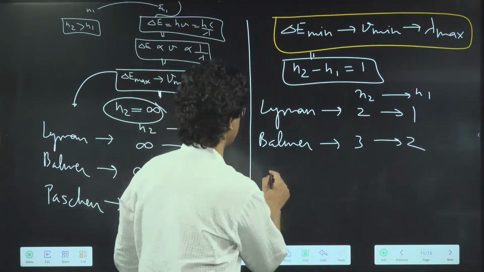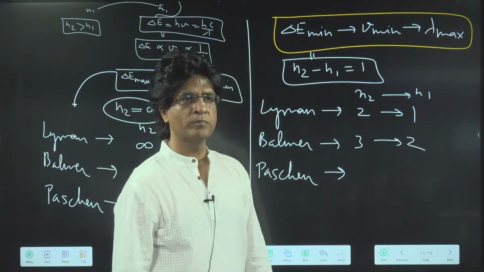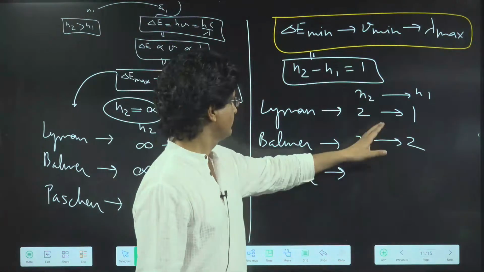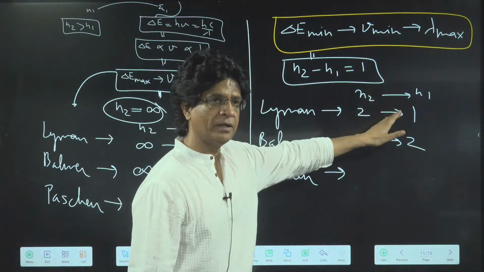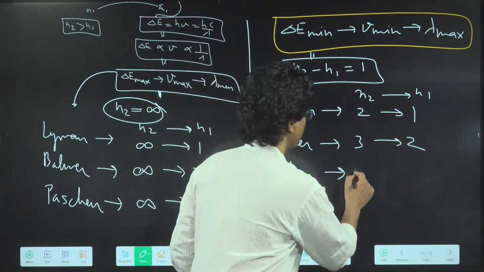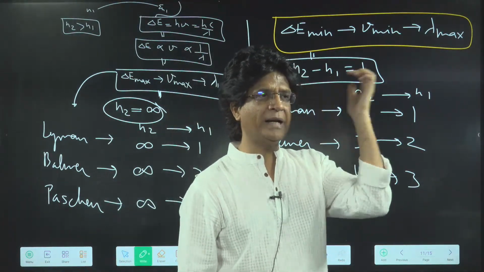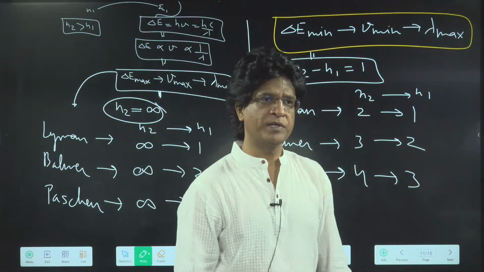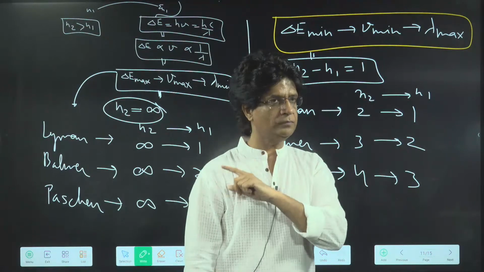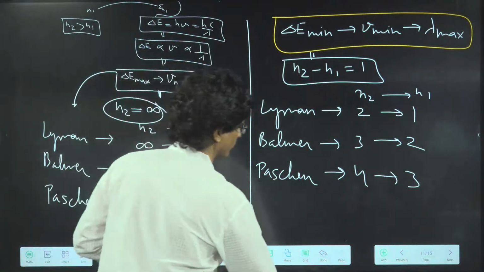Okay, now similarly for Paschen series, it will be from... No, all of them are alpha lines. This is the alpha line of Lyman series, this is the alpha line of Balmer series, and this will be the alpha line of Paschen series, 4 to 3. The first line anywhere is the alpha line. The second line in any series will be the beta line. Got it, all of you?